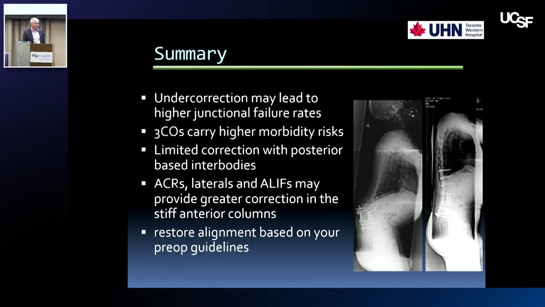So undercorrection may lead to higher junctional failures. 3 PSOs carry higher morbidity risks. There's limited correction you can do with a posterior-based interbody, so you have to know the limitations. ACRs, laterals, A-lifts all may provide greater anterior column support than you can achieve with posterior-based approaches, and basically restore your alignment based on the guidelines that you have.